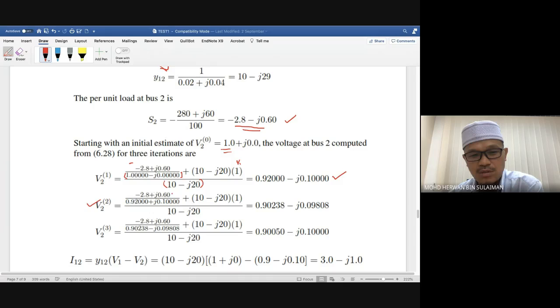Similar, load is not changing, but the change is this value. You need to put here, and don't forget conjugate. So you get this one, put it back in here, this is negative, this is wrong, positive is correct, check again. So you get 0.009 minus 0.1. So you stop at 3 iterations.